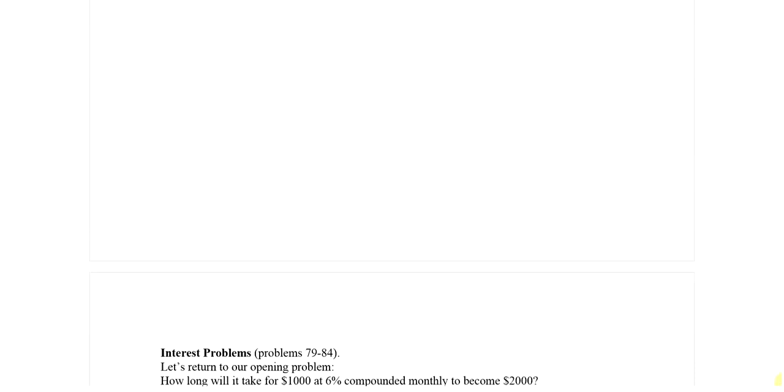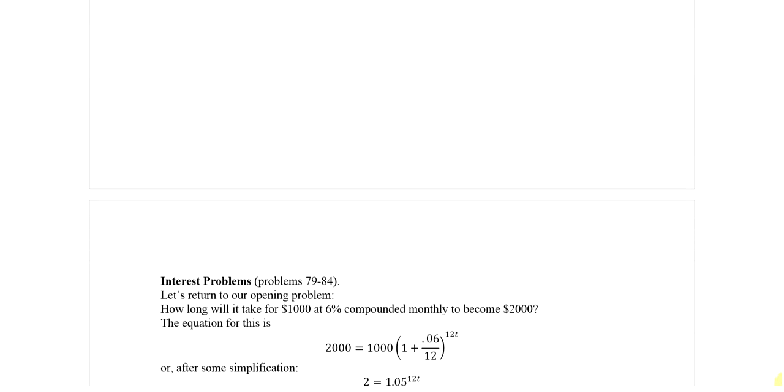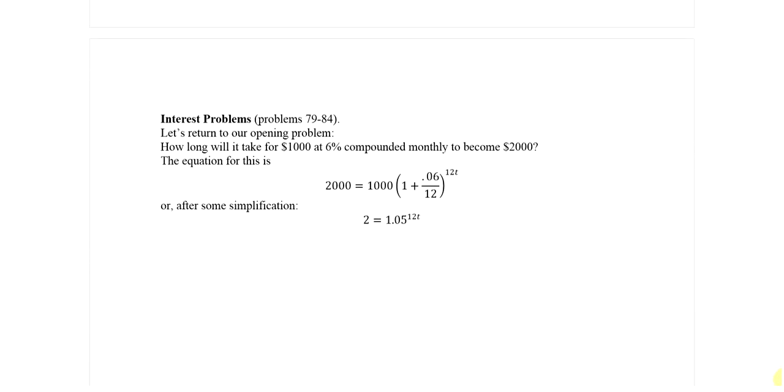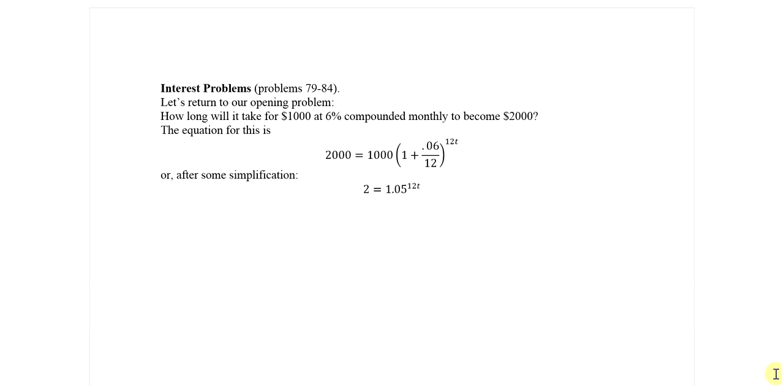Okay, and so now we can return to our interest problems, and problems 79 through 84 are all like this. They're all considering accounts that start at a base amount and go to another amount, and you want to know how much time it takes for the account to increase by that much. So, how long will it take for $1,000 at 6% compounded monthly to become $2,000?